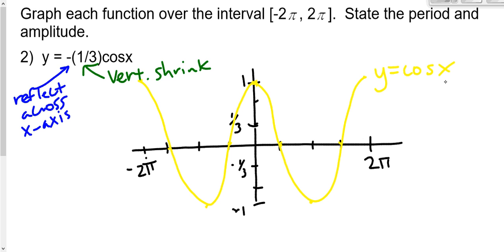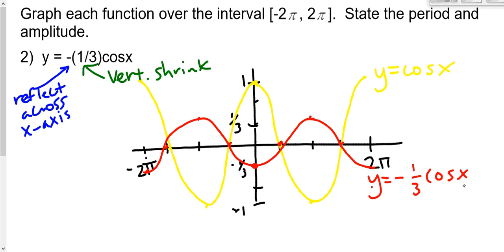But we want to take that and flip it upside down because of the reflection and shrink it so that it only goes up to 1/3 and down to negative 1/3. So because we're flipping it upside down, instead of starting at the top, we're starting at the bottom. So we go bottom, middle, top, middle, bottom. And then that happens on the other side too. Middle, top, middle, bottom. So that is the graph we were looking for.